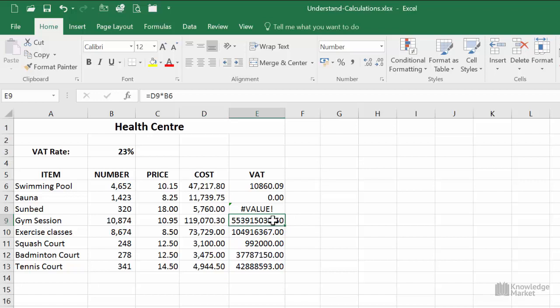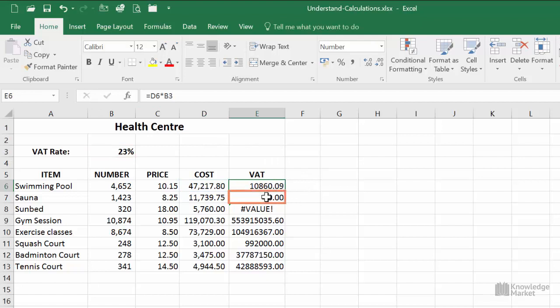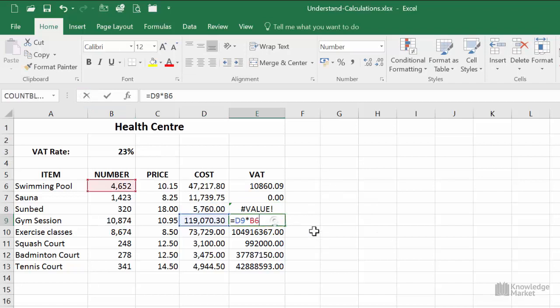Now, to see this in a more visual way, double-click on cell E6. The cells involved in the calculation are coloured, making it easier to see. X or cancel out of that. And now, double-click on E7. X out of that, and double-click on E8. If we continue doing that, we can clearly see both cells in each calculation moving relatively.